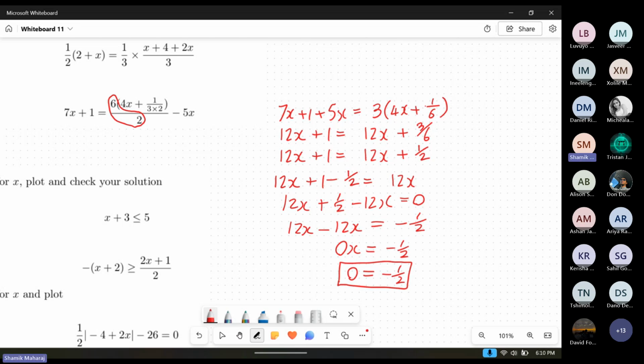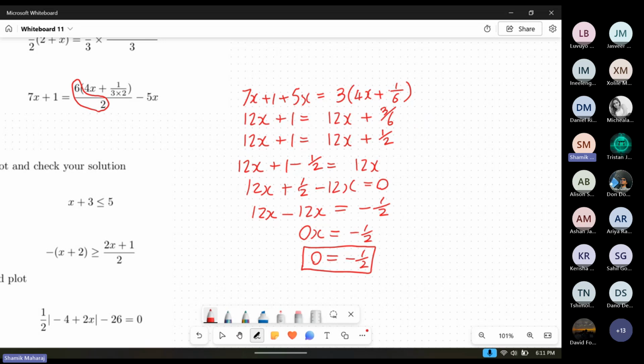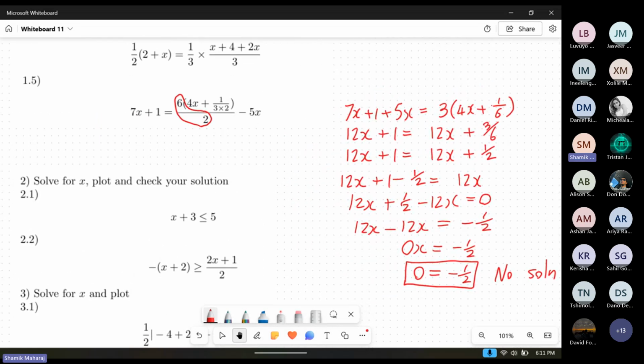So if you're trying to solve for x and you end up with something which gives you a contradiction like this, clearly this is a contradiction because 0 cannot be equal to minus half. So if we get something like this, it means there's no solution. Okay, so we did stumble upon a weird one here, but that's good. It's good to keep on seeing these things so we remember. Okay, and that was 1.5.